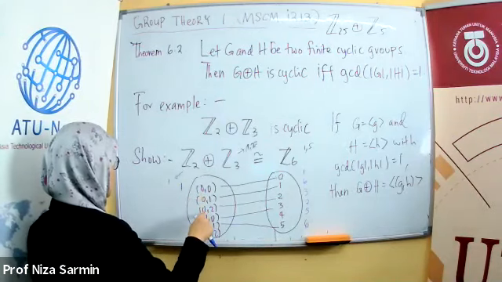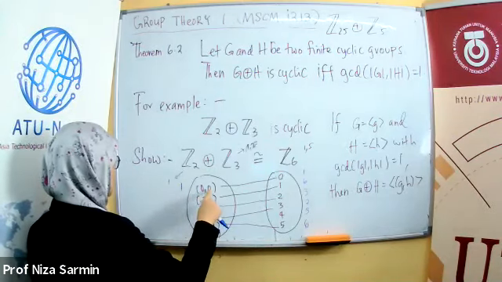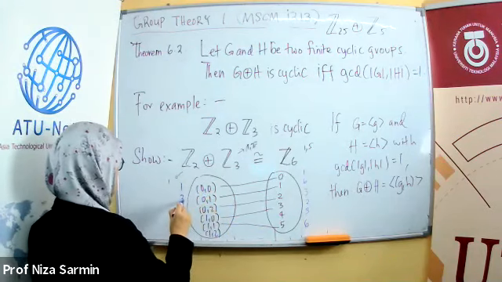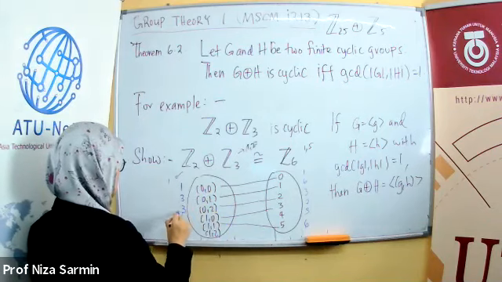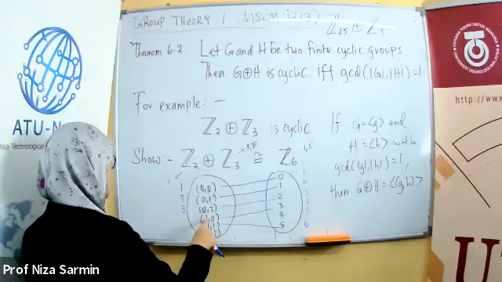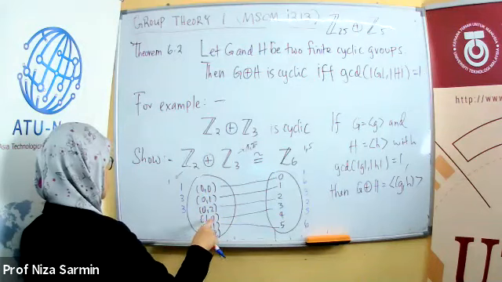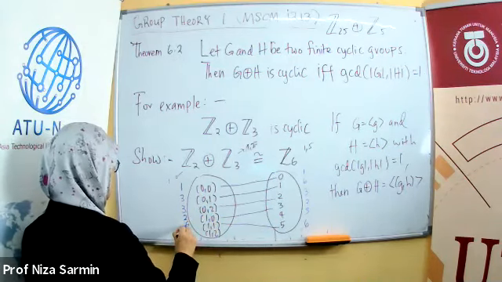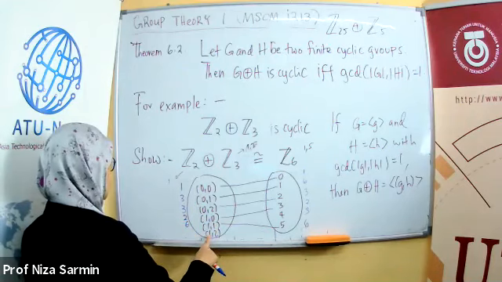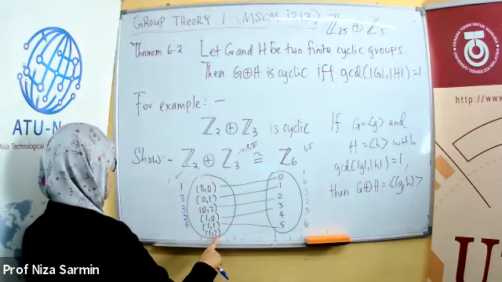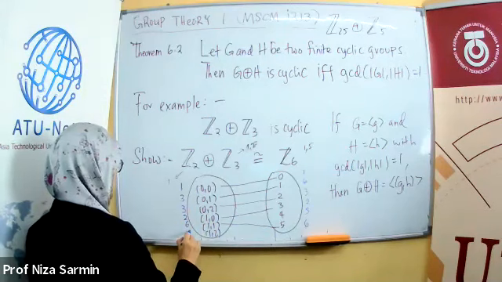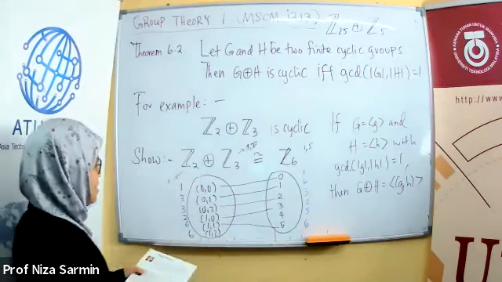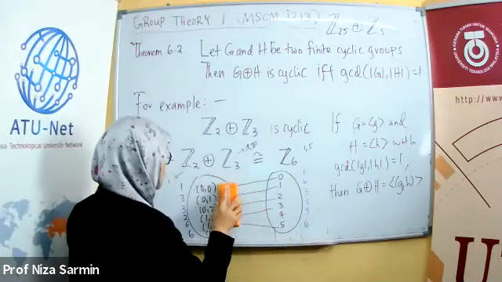LCM, this one is all 1, so this one is 1. This is 3, 3. This one is 2 and 1, so 2. This one is 2 and 3, 6. This one is 2 and 3, 2 and 3, 6. Okay. So let me redo.